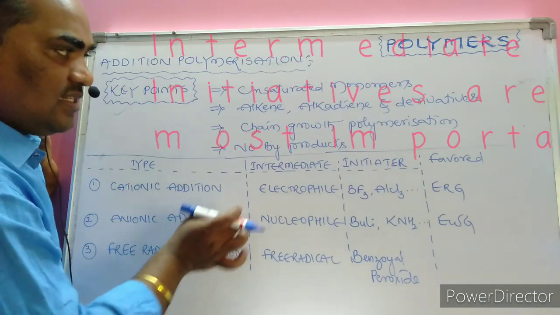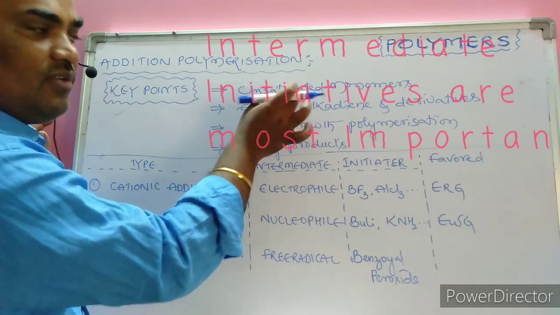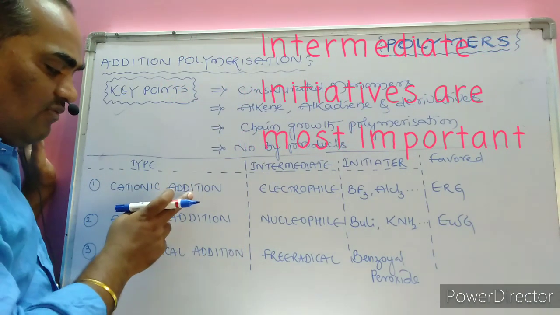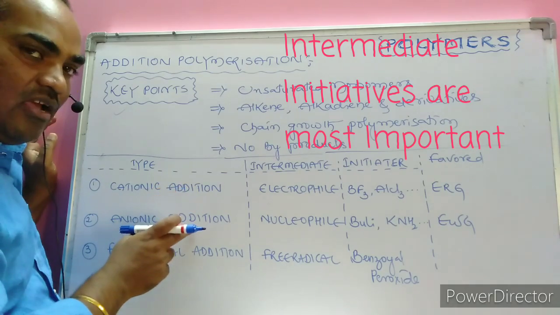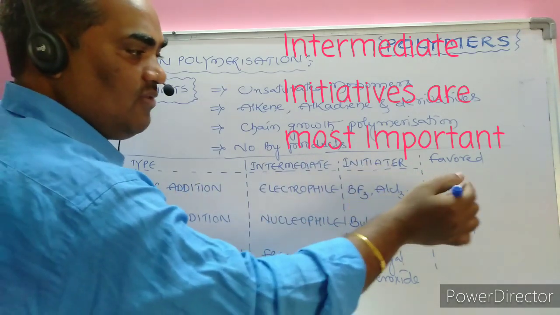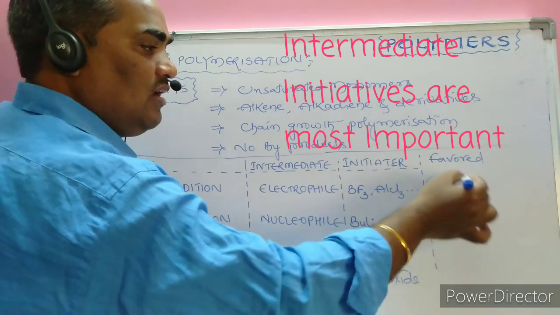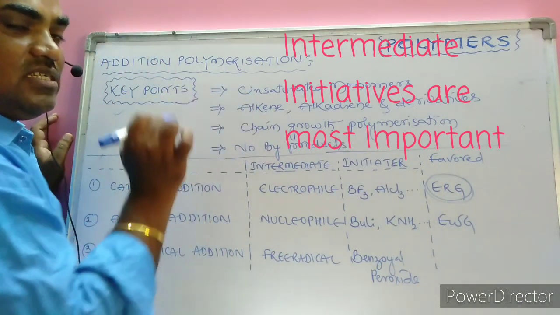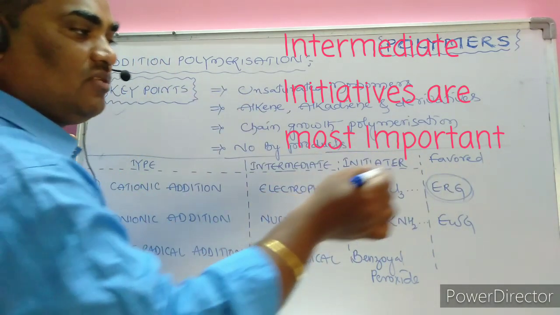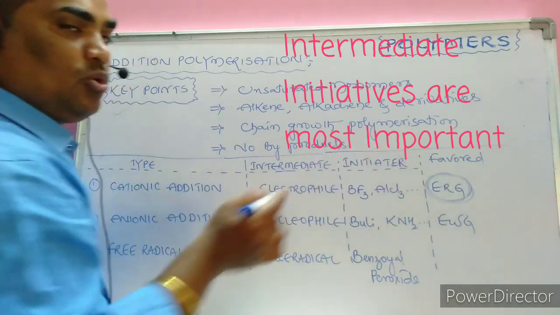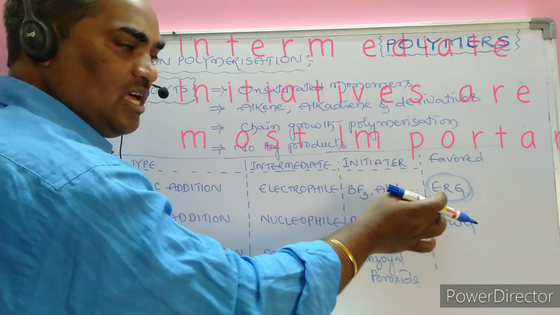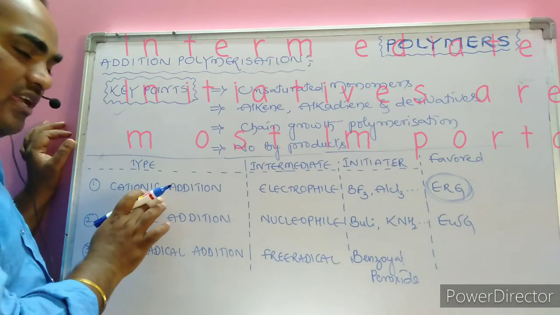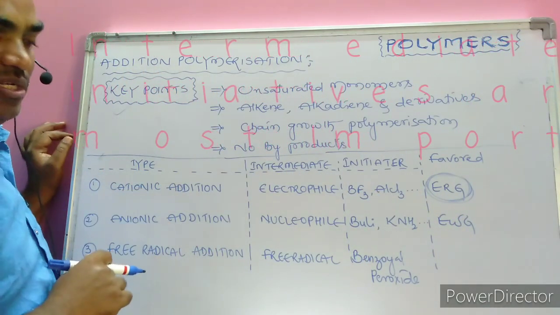Here in both cases unsaturated monomers are given. Then how can we identify whether the given polymerization takes place via cationic or anionic? That is a very important one. If an unsaturated group is attached with an electron releasing group like a methyl group or an alkoxy group, if those are present, it proceeds via cationic addition polymerization.